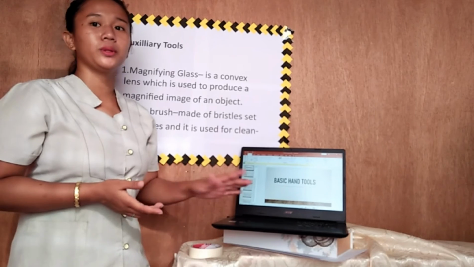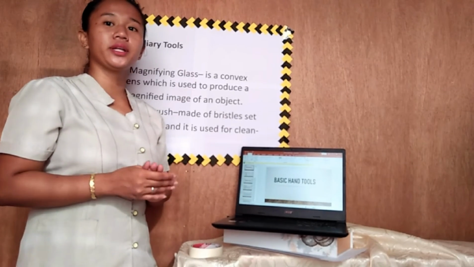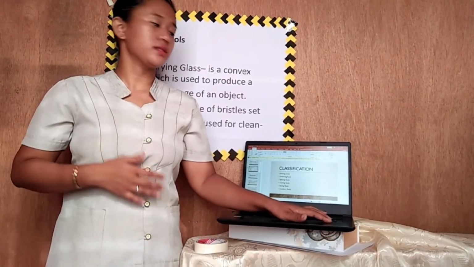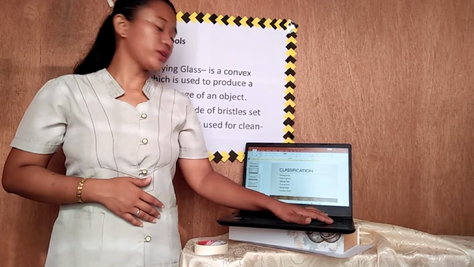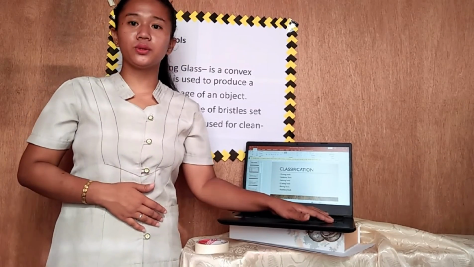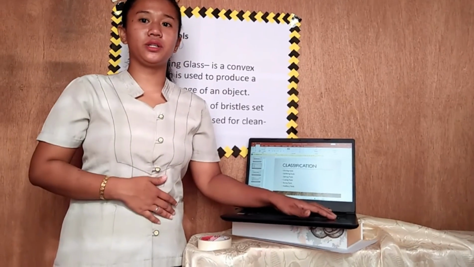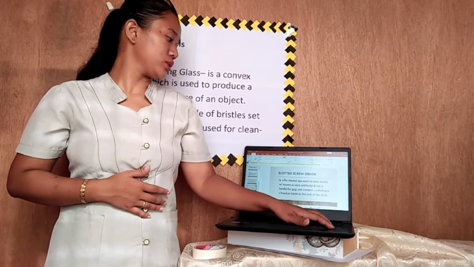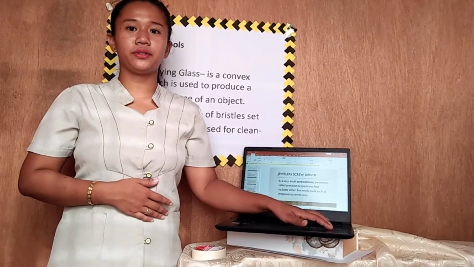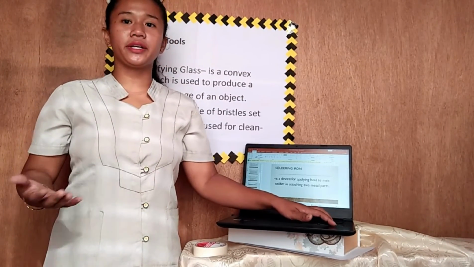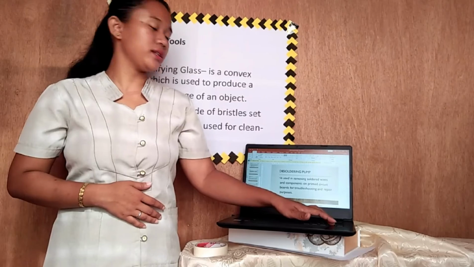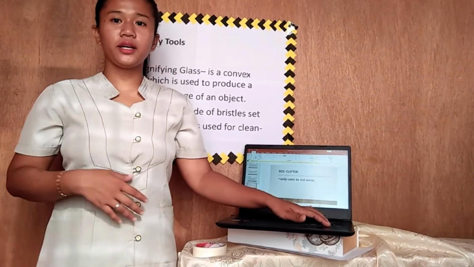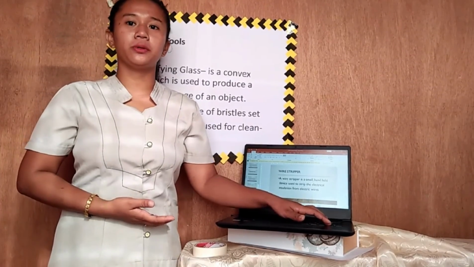So a hand tool is a tool held in the hand which is not operated by electricity. The classifications of different hand tools in electronics are driving tools, soldering tools, splicing tools, cutting tools, boring tools, and auxiliary tools. Driving tools: Phillips screwdriver, slotted screwdriver, and jeweler's screwdriver. Soldering tools: soldering iron, soldering stand, and soldering pump. In splicing tools, there are long nose, side cutter, and wire stripper.